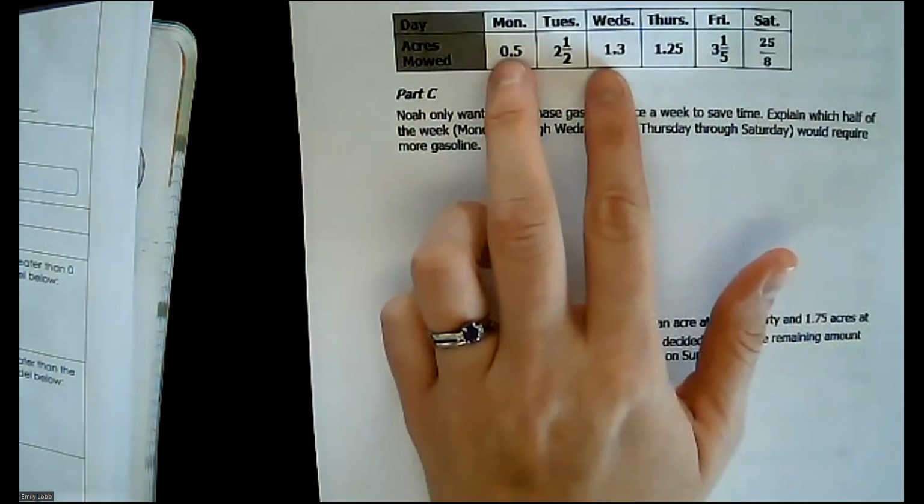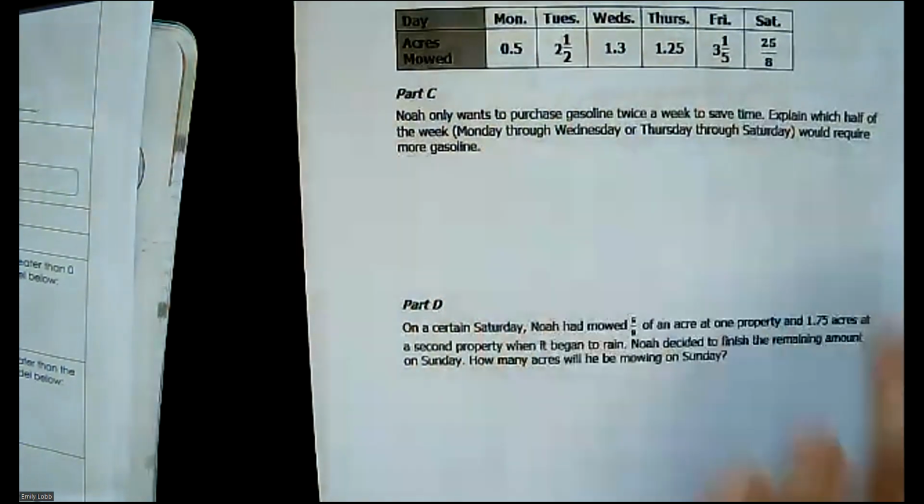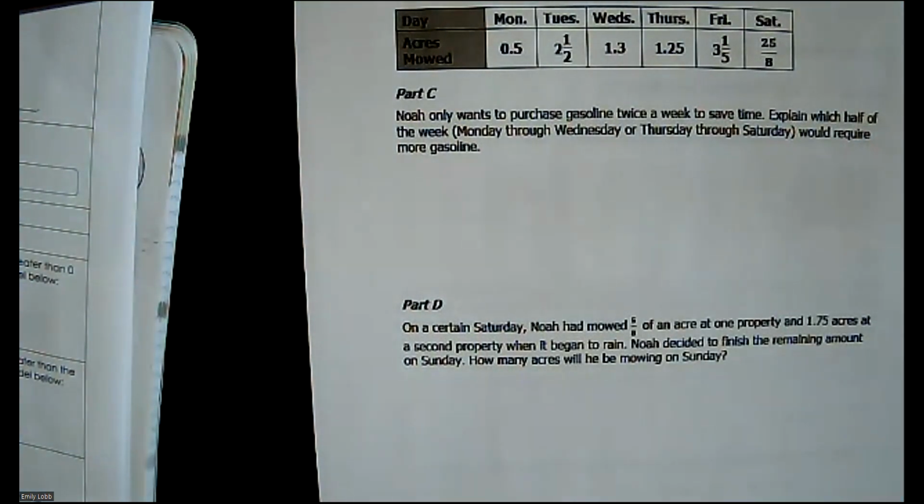And then you're saying, well, was Monday through Wednesday greater or was Thursday through Saturday greater? You have a calculator, you have decimals, you should be able to add decimals.